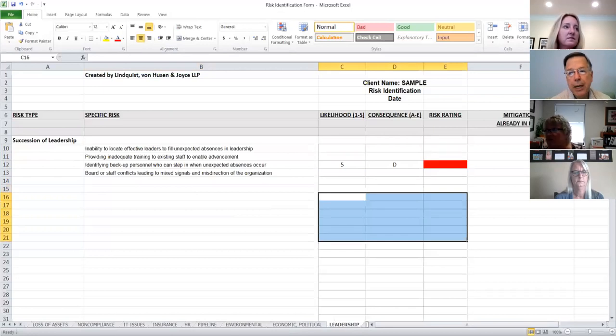Leadership, just being able to adequately identify effective leaders as vacancies arise in your organization. You know, where do you go for your next executive director or your next CFO? Providing enough training to enable advancement, and identifying backup, and even board involvement. And sometimes the board can send mixed signals to management, and so the direction of the organization can get somewhat muddied because some people on the board want it to go in this direction and others go elsewhere. So anyway, I think you've got the idea now of what I'm trying to do.